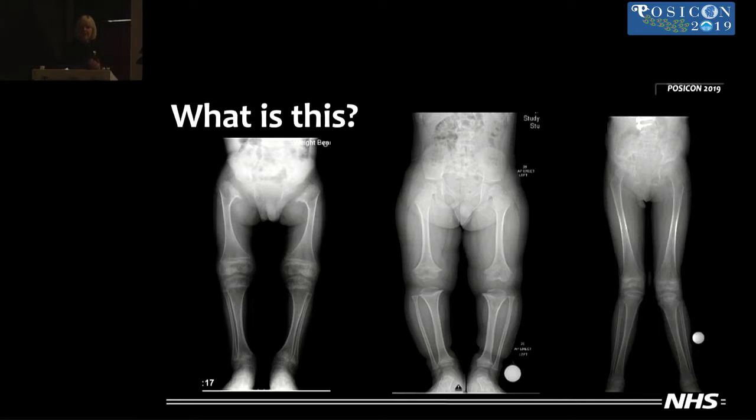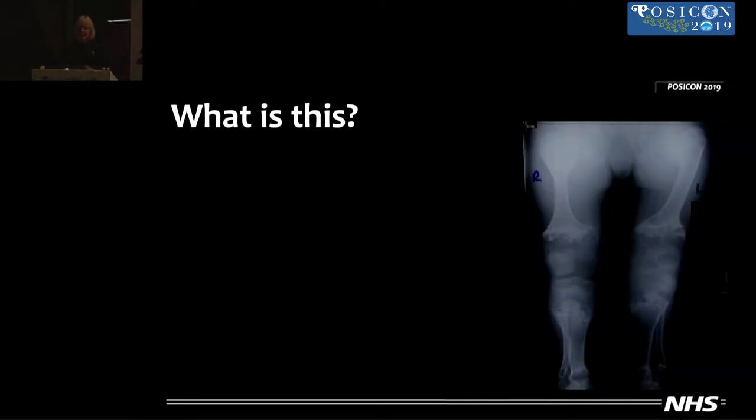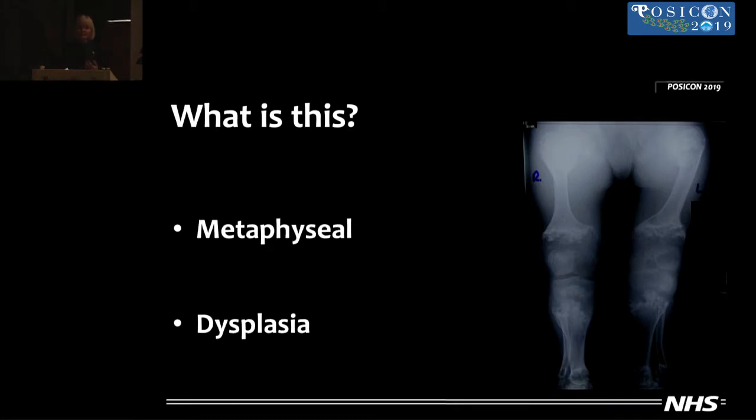So when you're faced with one of these, you're not going to panic. You're going to start thinking, how can I assess or analyze this? So what is this? Well, it's a dysplasia, it's a generalized problem, and the primary abnormality seems to be in the metaphyses. So this is a metaphyseal problem, a metaphyseal dysplasia.